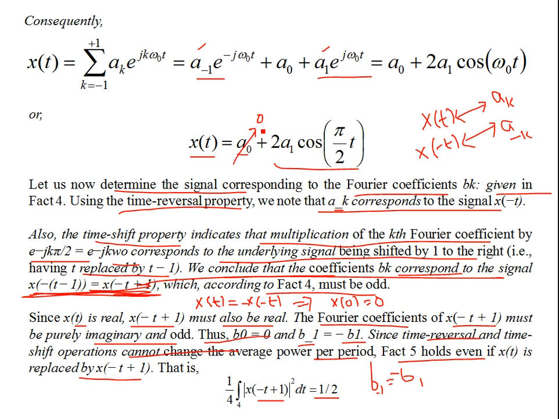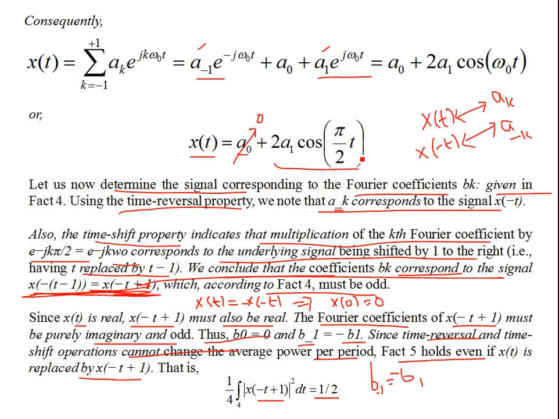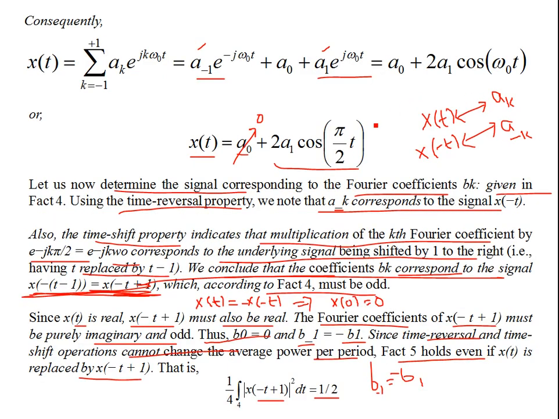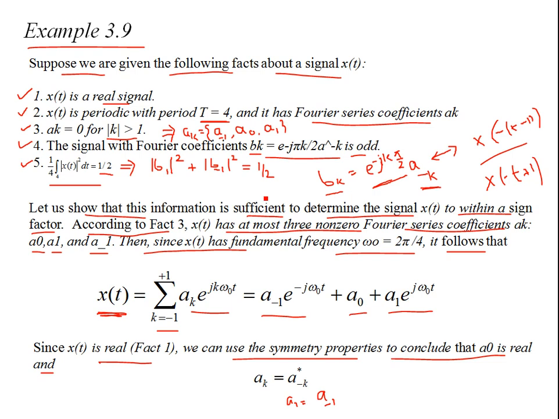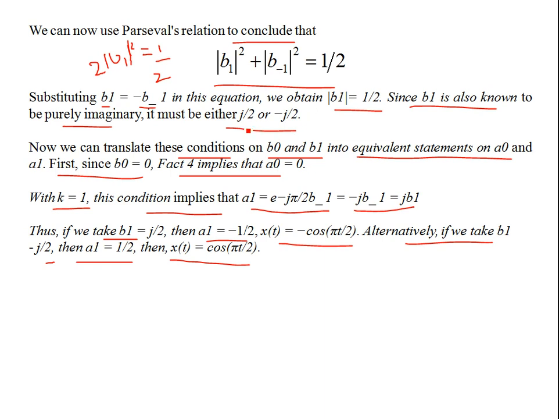The DC term is 0 because in fact 4, b k is the Fourier coefficient of an odd signal, and for an odd signal, b0 is 0. So a0 becomes also 0 at that time, because if b0 is 0, then the factor is non-zero, so a0 is 0. So the DC term is gone. Then you're left with a1. Since we also know that this is odd, b minus 1 is minus b1, and from the power, it's either j by 2 or minus j by 2. So if b1 is j by 2, then a1 is minus 1 over 2.